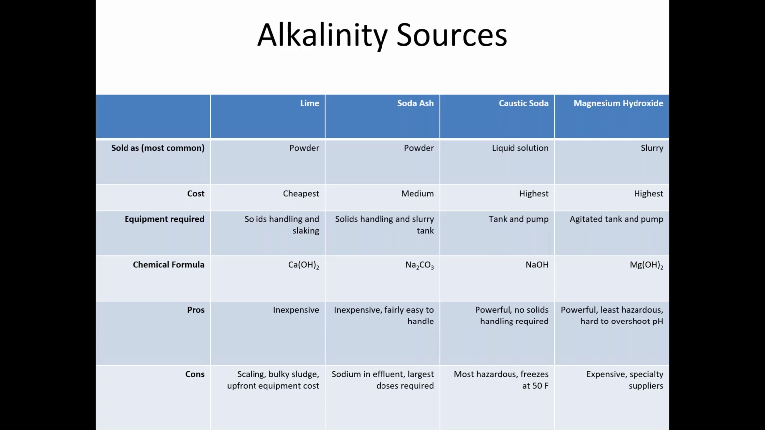That's less of an issue in a lagoon where you're feeding into a wide basin, but it does have its drawbacks. Soda ash has a lot of the same benefits as lime in that it's sold as a powder. It's relatively inexpensive, but it's a little bit easier to dilute, to make a slurry out of. It doesn't have that scaling issue from the calcium, and it's a little bit easier to handle than lime. But some of the drawbacks here is this is the weakest alkalinity source of the bunch. You need more of it to get the same effect.